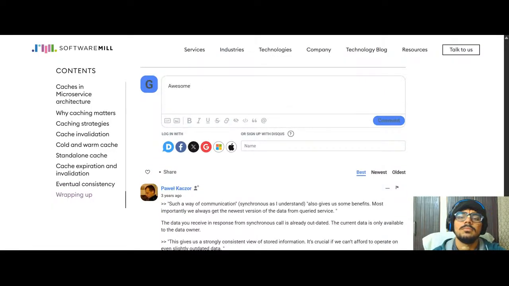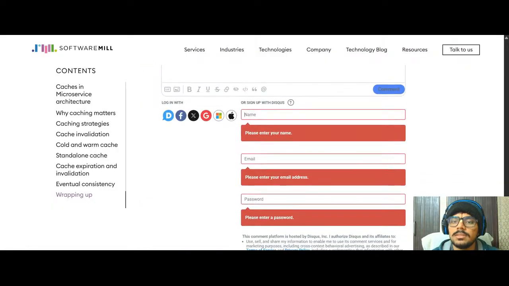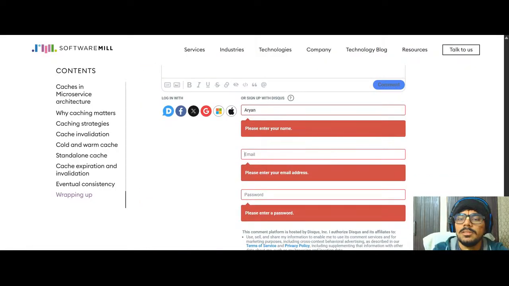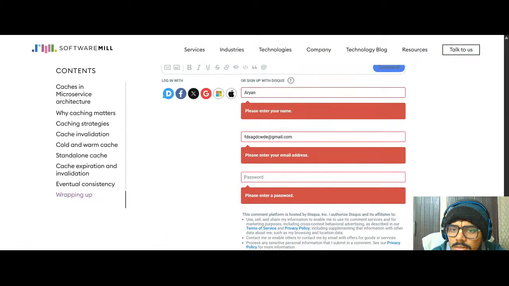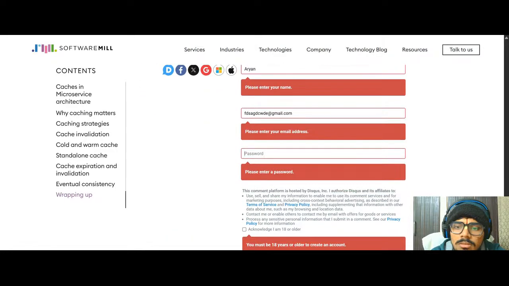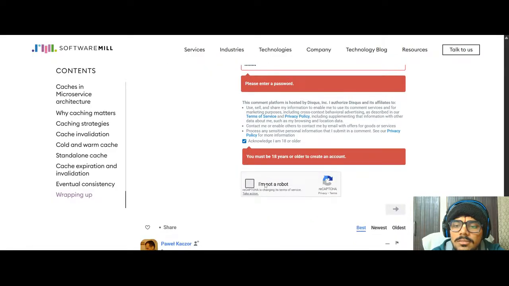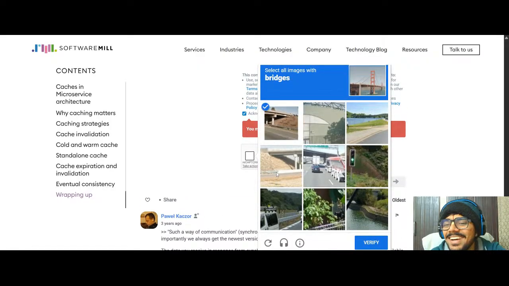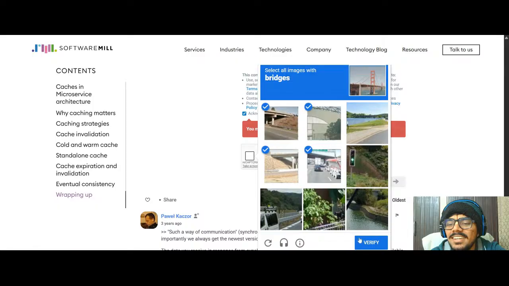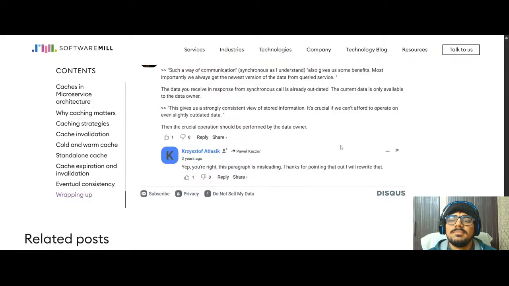Awesome. Come on, I'm going to share it. Aryan's email. Hope they won't. Oh, they ask if I have a password. Maybe I'm not a robot. Awesome.